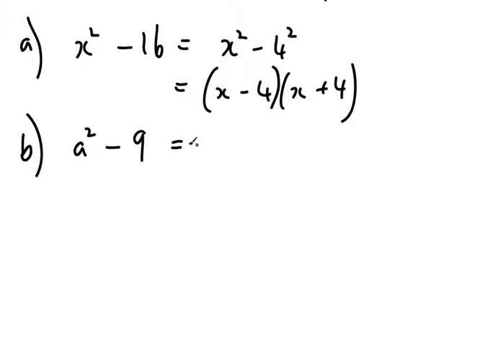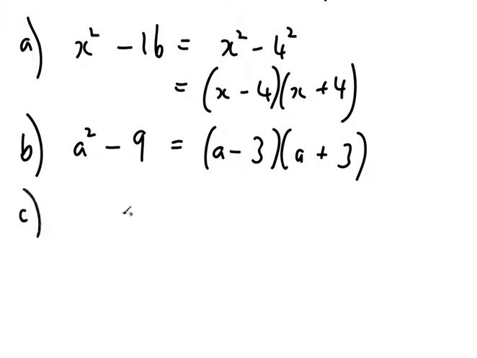So I want to get to the stage where I can factorize that straight away. The square root of a squared is a, so a goes there by itself, and the square root of 9 is 3. One's plus, one's minus, doesn't matter which one's which. Okay, if you want to write a plus 3, a minus 3, you're more than welcome to. Getting a little bit more complicated.